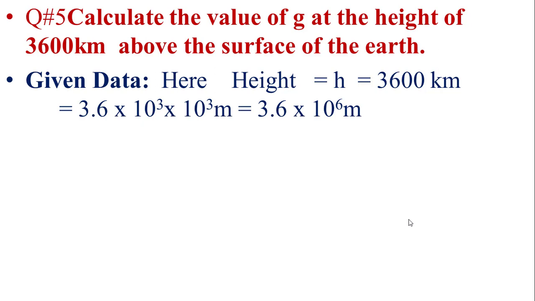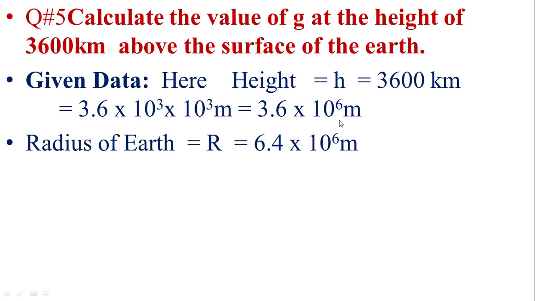3600 km. Then see, the decimal place can move from this point to this point, 3 digits: 1, 2, 3. Write in scientific notation, then 3.6 multiplied by 10 raised to power 3, and 1 kilo is equal to 10 raised to power 3 meter. Now, the final answer is 3.6 multiplied by 10 raised to power 6 meter. So, height is equal to 3.6 multiplied by 10 raised to power 6 meter.